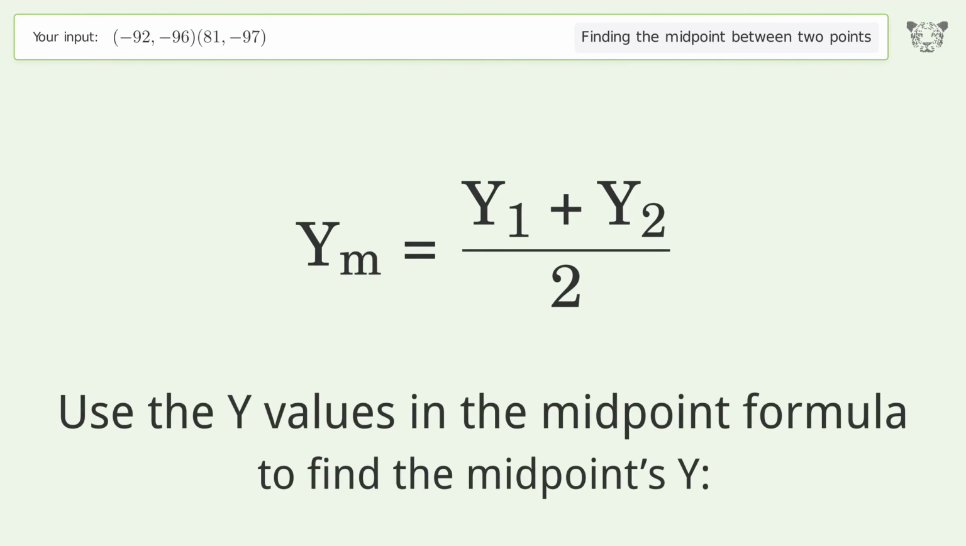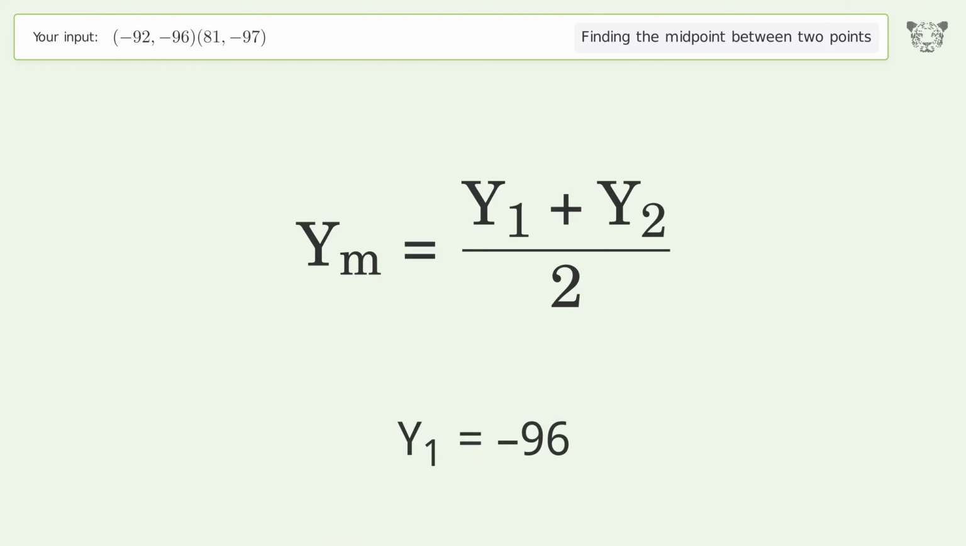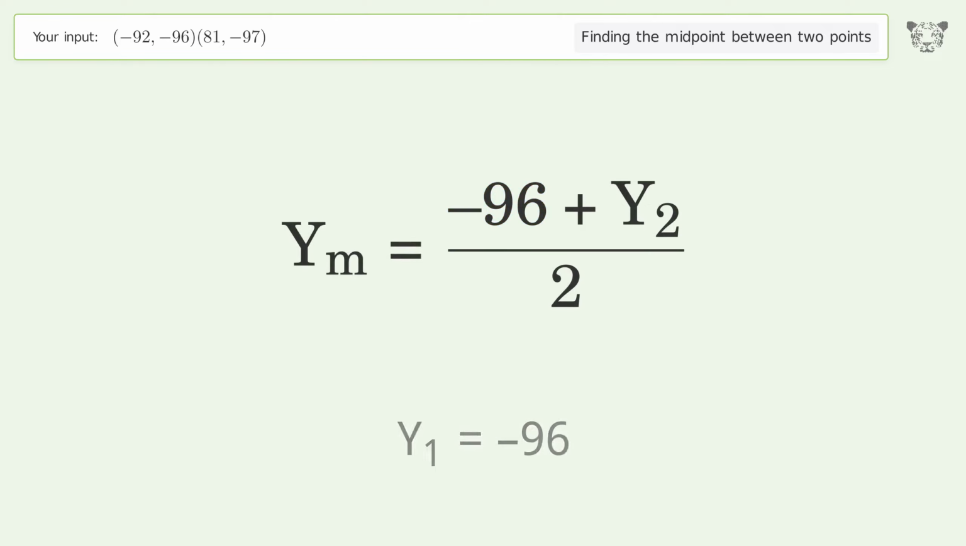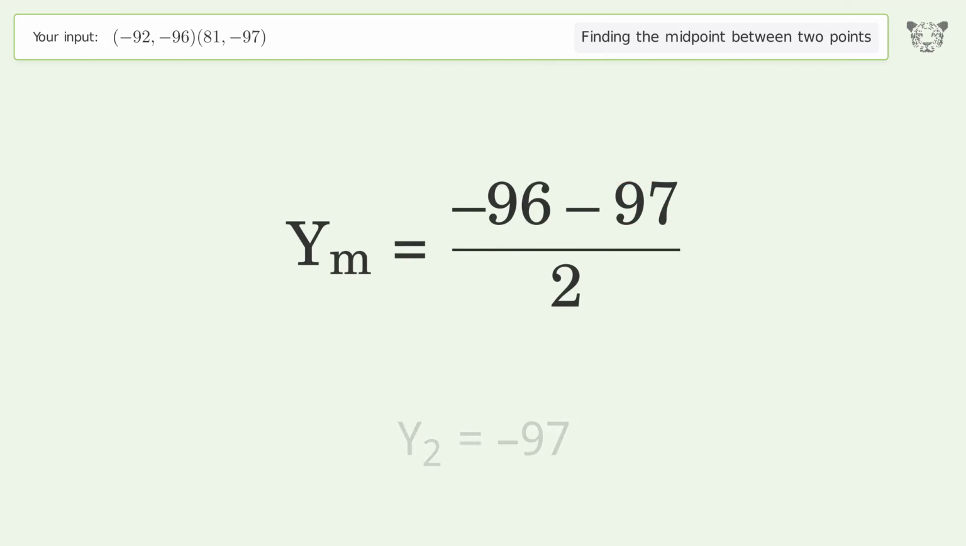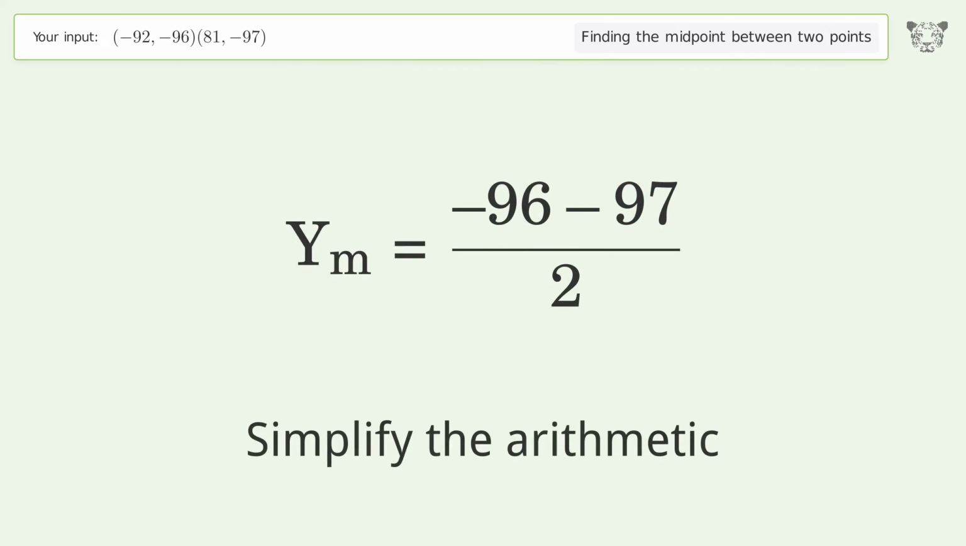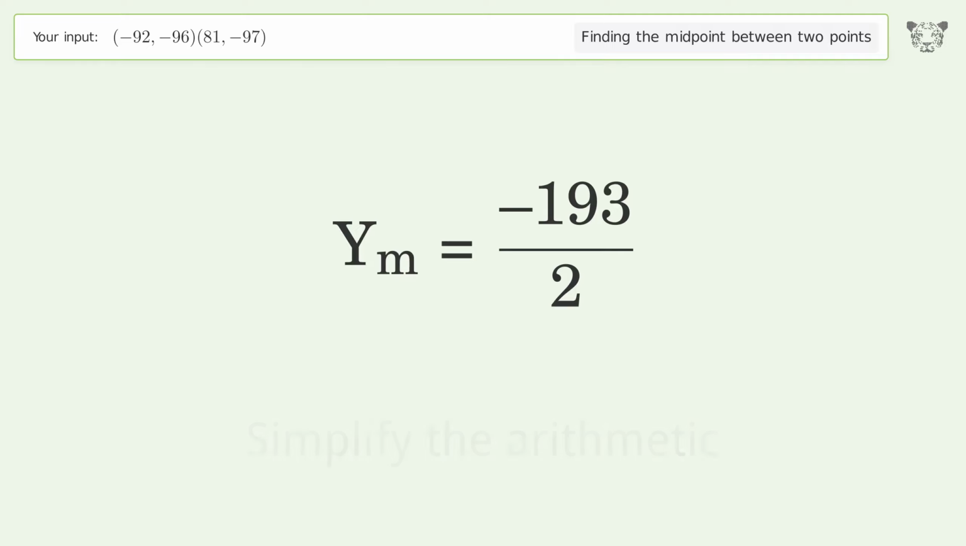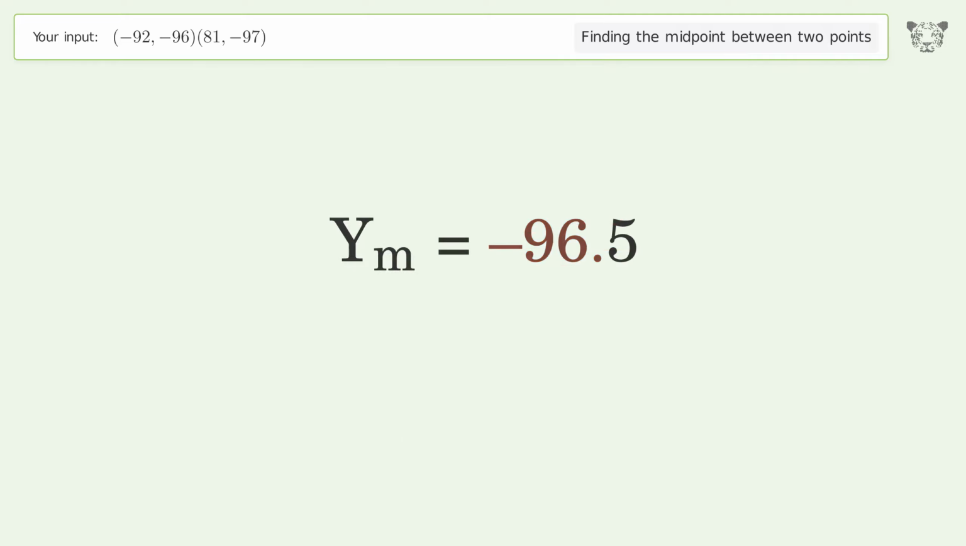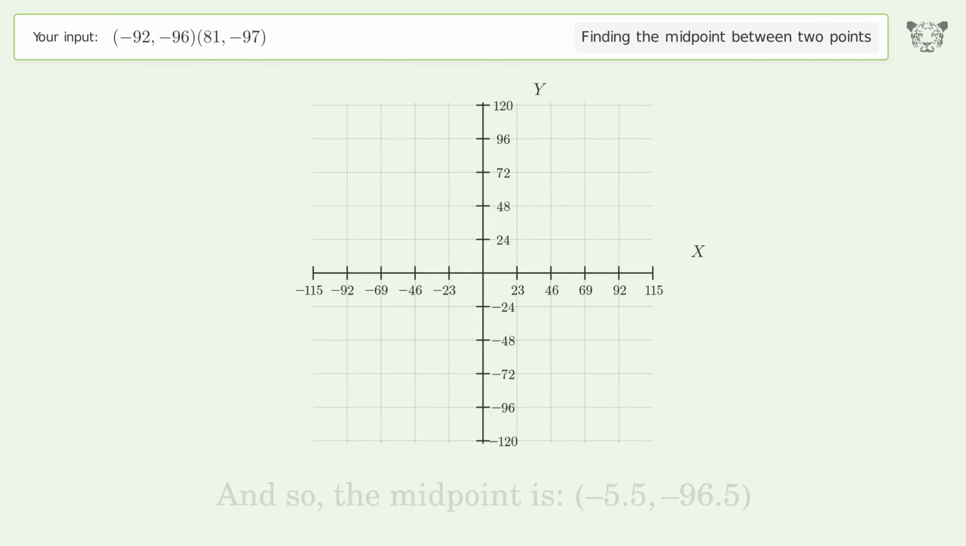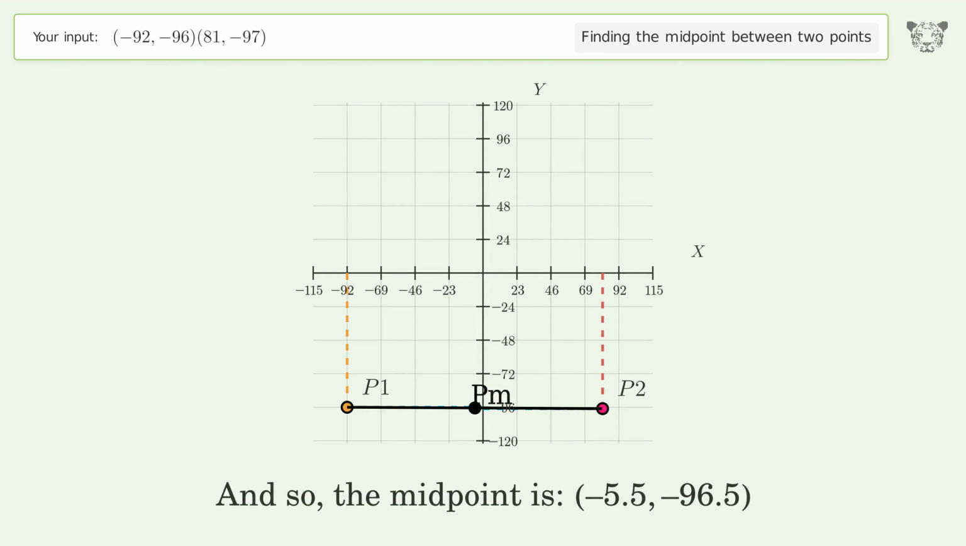Use the y values in the midpoint formula to find the midpoint's y. y1 equals -96. y2 equals -97. Simplify the arithmetic. And so, the midpoint is -5.5, -96.5.